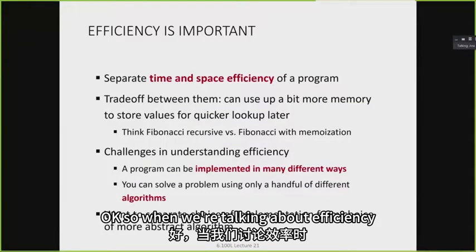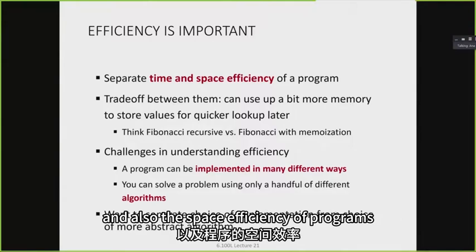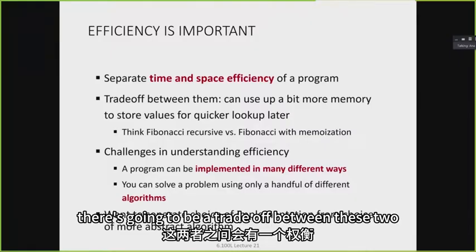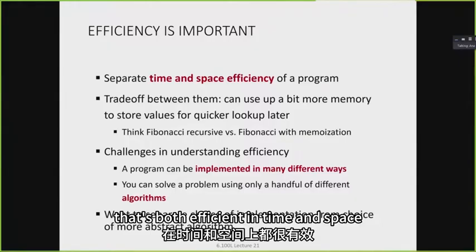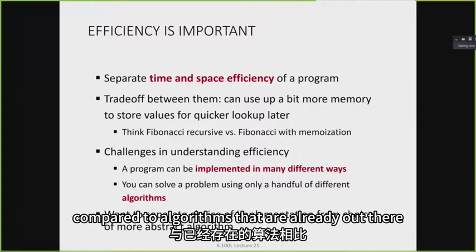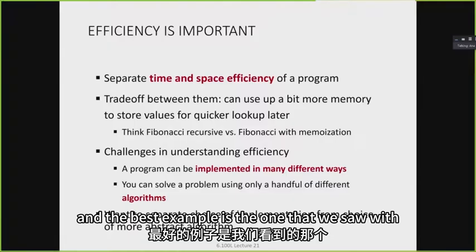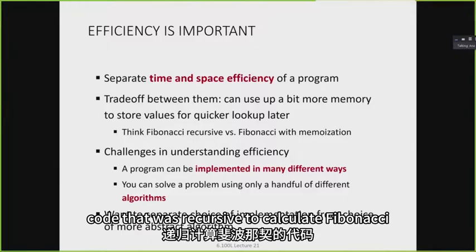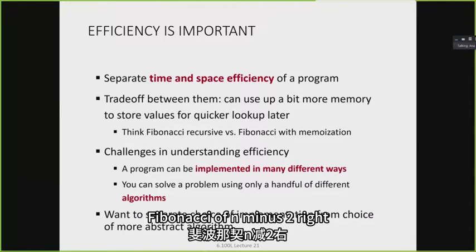When we're talking about efficiency, we can talk about the time efficiency of programs and also the space efficiency of programs. Usually there's going to be a trade-off between these two. Very rarely these days can you come up with an algorithm that's both efficient in time and space compared to algorithms that are already out there. So usually there's a trade-off. And the best example is the one that we saw with Fibonacci. We saw code that was recursive to calculate Fibonacci, so Fibonacci of n was Fibonacci of n minus 1 plus Fibonacci of n minus 2, right? That was our recursive step.